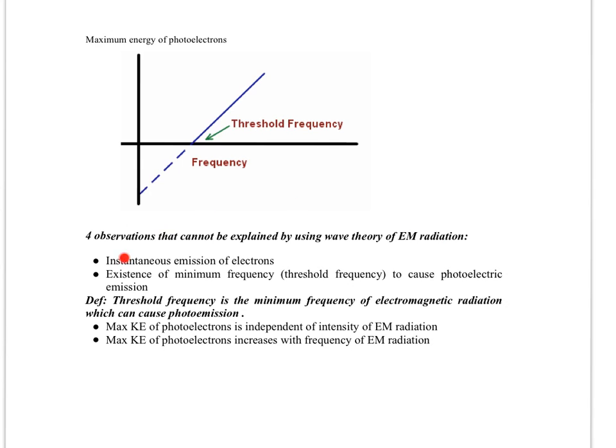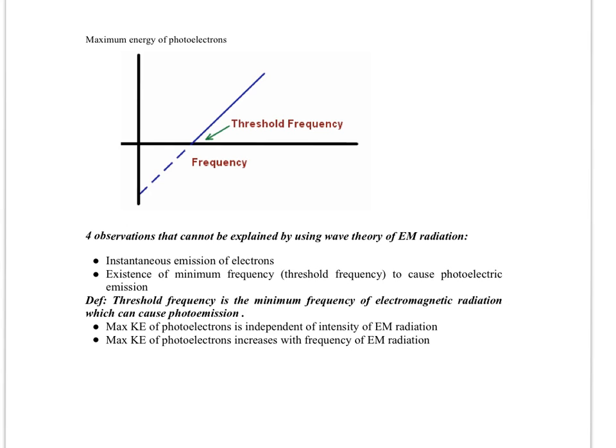So therefore, these are your four observations that show that EM radiation do not behave as waves. Number one, the instantaneous emission of electrons. Number two, there's the existence of threshold frequency. The definition is here. And then you have why the maximum Ke is independent of intensity of EM radiation, and maximum Ke only increases with frequency of EM radiation. So this was one of the phenomena that challenged scientists' idea of EM radiation. All the while, they thought EM radiation were waves. But this phenomenon of photoelectric emission shows you that EM radiation may not behave as waves.